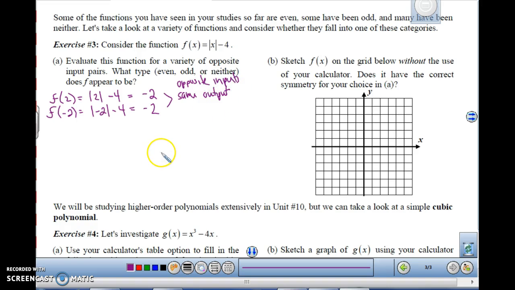Okay, now let's make sure this is going to work again. Let's try 7, just for argument's sake. F of 7. The absolute value of 7 is 7, minus 4 is going to be 3. And what if we use negative 7? The absolute value of negative 7 is 7, minus 4 is still 3. Opposite inputs mean the same output. What kind of function is this going to be? Opposite inputs with the same output is going to be an even function.